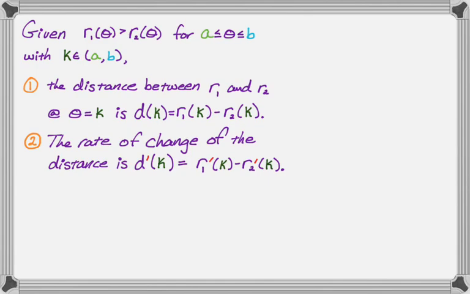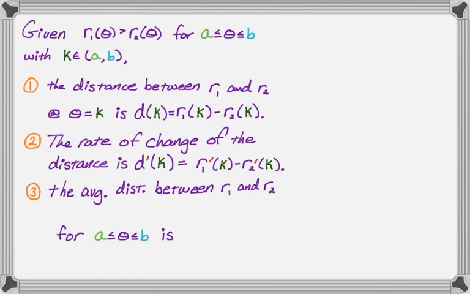And then the average distance, again, this is just standard stuff you do once you've defined the distance between them. So the average distance between r1 and r2 on the interval from a to b is going to be given by the integral divided by the interval. And then we just have to make sure we use that distance function there. So it's the integral from a to b of r1 minus r2 d theta, and then divided by b minus a.